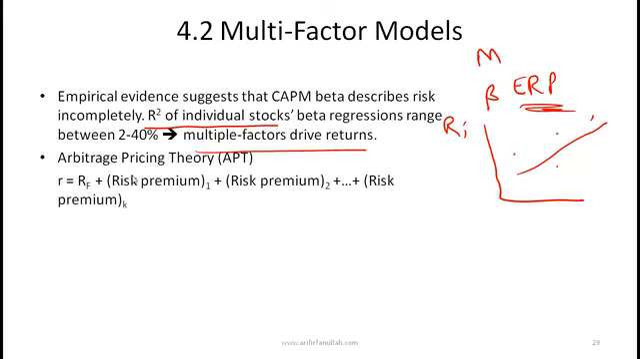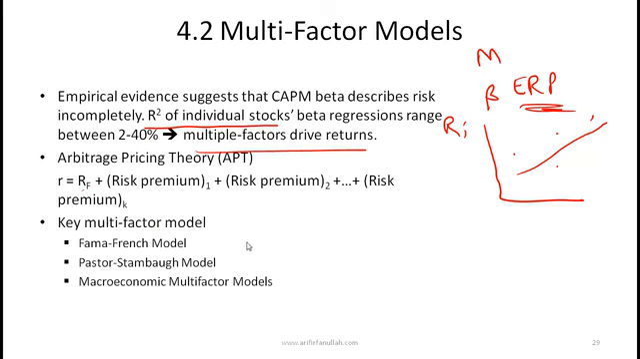Okay, and the sort of models that we will look at, one is the arbitrage pricing theory, where we say that the required return is the risk-free rate plus different risk premiums. But the ones that we will focus on here are multi-factor models, and the two that you must know are the Fama-French model and the Pastor-Stambaugh model. If you have trouble memorizing stuff, the one that you must know is Fama-French. Okay, and then there is a macroeconomic multi-factor model, which you should know, but it's less important.